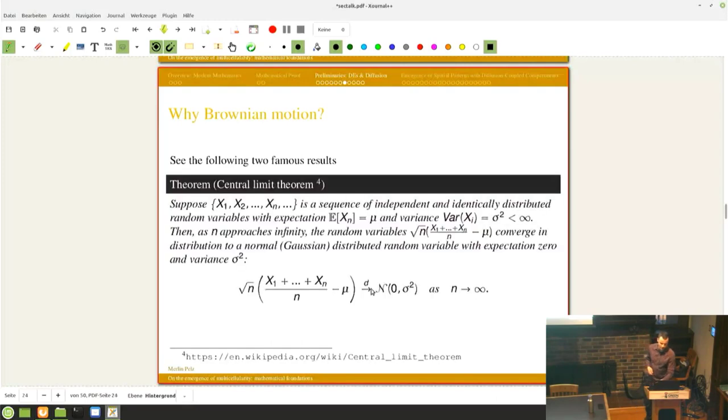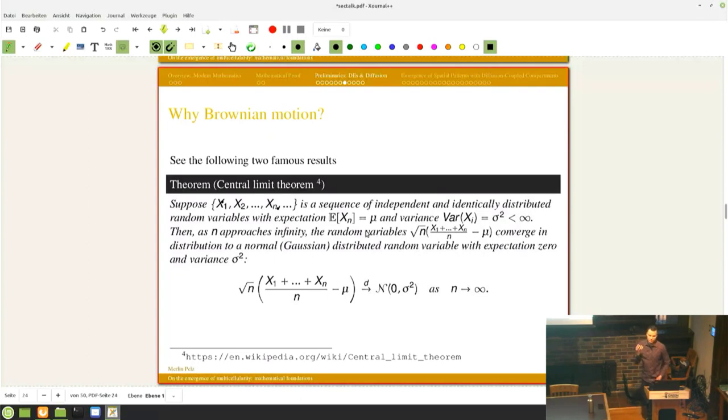So first is the central limit theorem, which basically says when you have a sequence of functions and you evaluate these functions, they give you random numbers with a certain expectation. That means when you average these numbers, you expect that you have the expectation mu as your average. Then the variance is sigma squared, which is smaller than infinity.